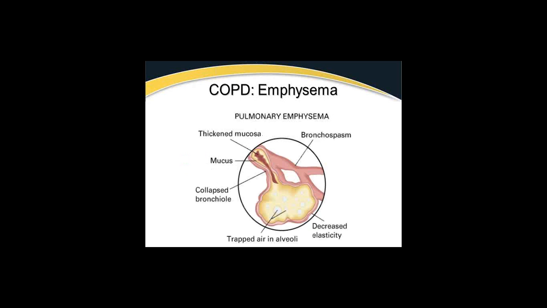So in the example of emphysema here, we may also have some thick mucosa on the walls of the bronchioles or the terminal bronchioles. You may get some bronchospasm, in which the muscles start to constrict down. The bronchioles can start to collapse, and then with that lack of that snap, you get air trapping.